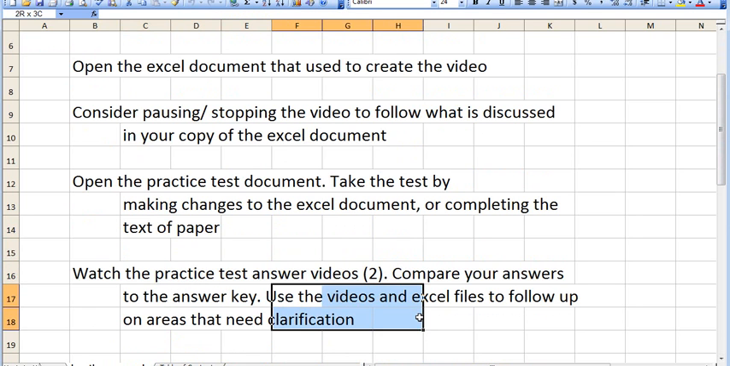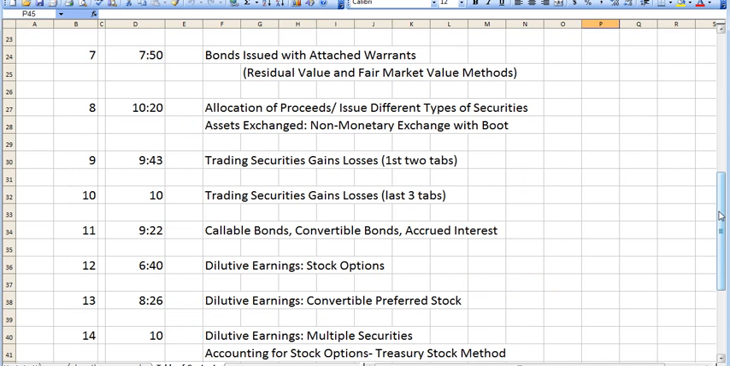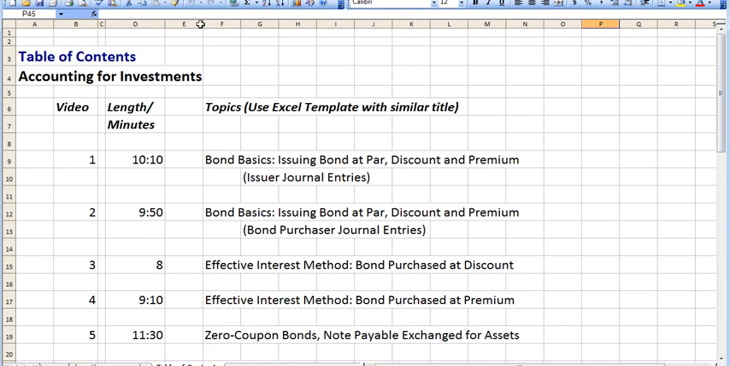And you can use the videos and Excel files to follow up on areas that need clarification. You can use them to solve problems, work on case studies, study for the CPA exam. So here is the table of contents for the course.